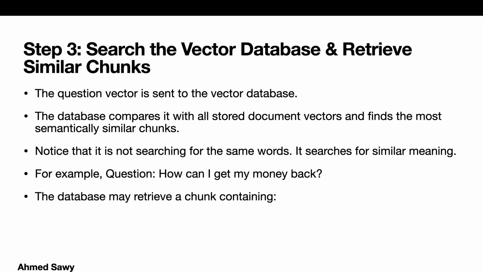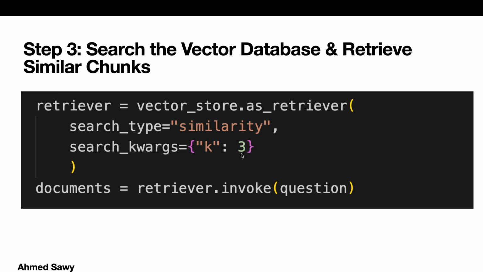And here the other property called search kwargs. K is going to be 3. That means return the top 3 most similar chunks. If you change this number and make it 4, it's going to return the top 4 most similar chunks.